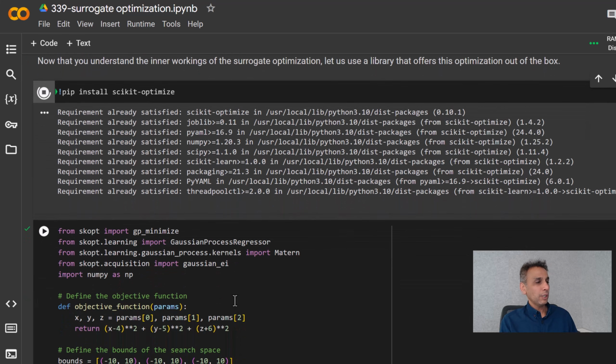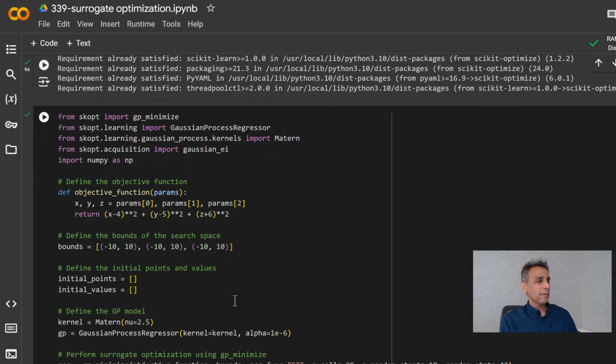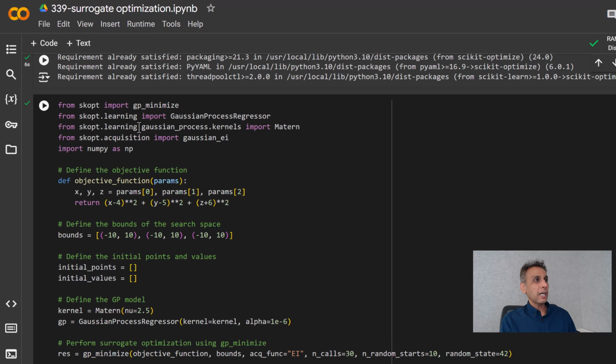And once it's done, let's go down. Okay, there you go. And from Scikit Optimize, I am going to import GP minimize. Remember, Gaussian process regressor is what we're trying to use, so let's go ahead and do that. Scikit Optimize also provides the Gaussian process regressor. Previously, we used it from scikit-learn. Now you can use it from Scikit Optimize right there.